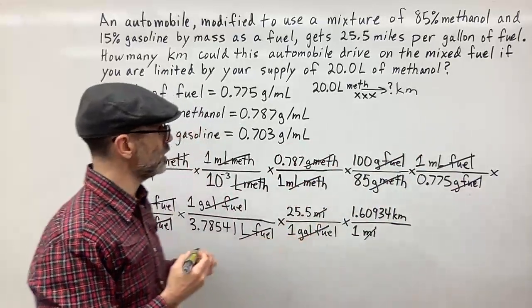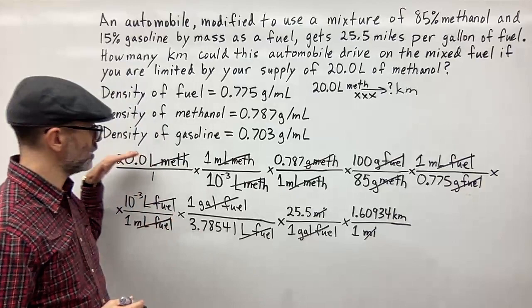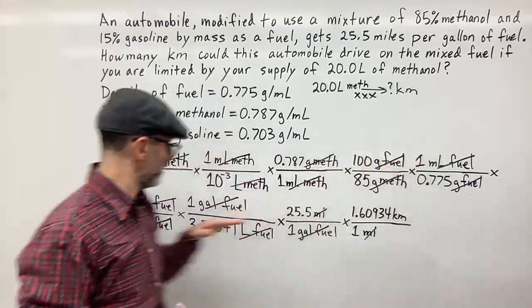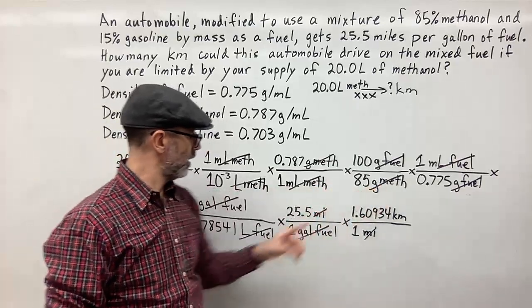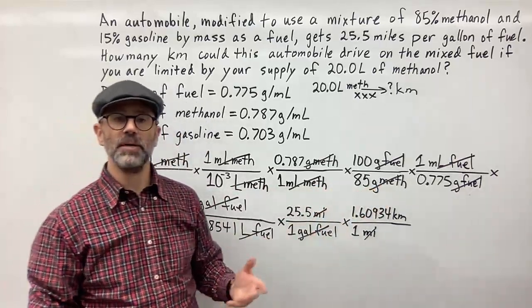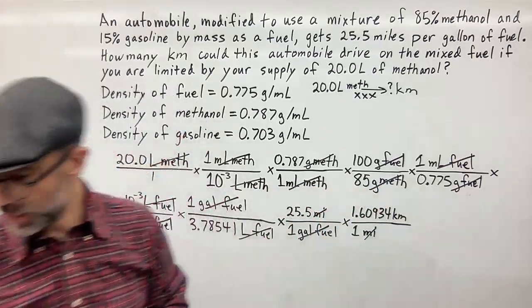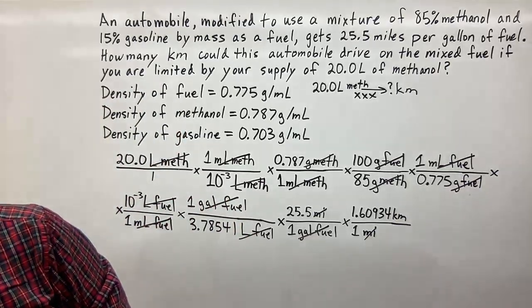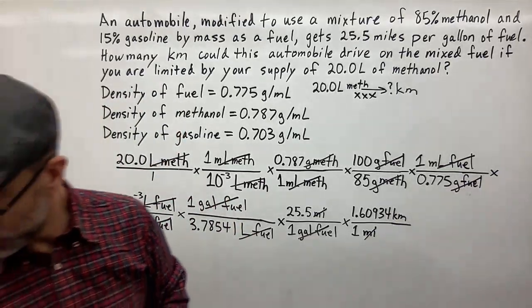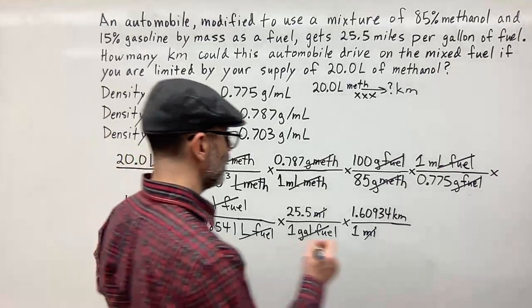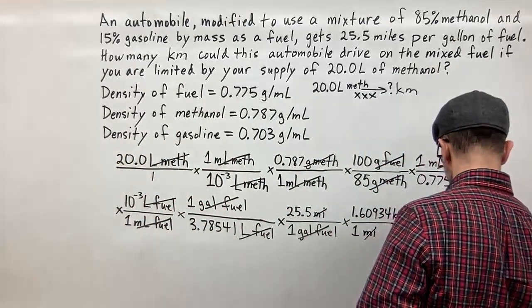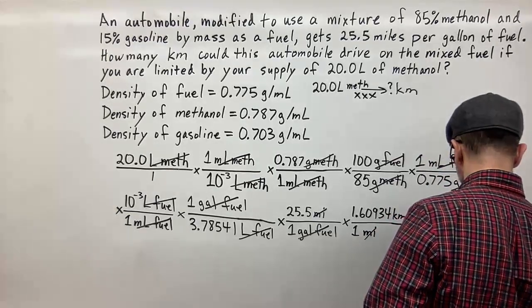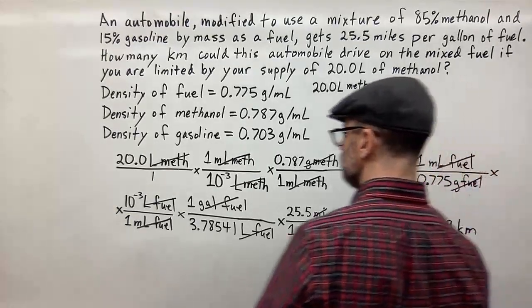And so now at this point, all you need to do is multiply by everything on the top and divide by everything on the bottom to get your answer. And when you do that, you should get 259 kilometers.